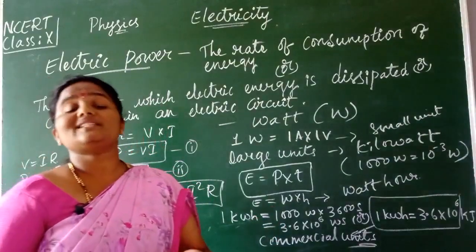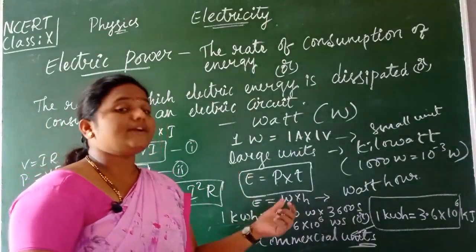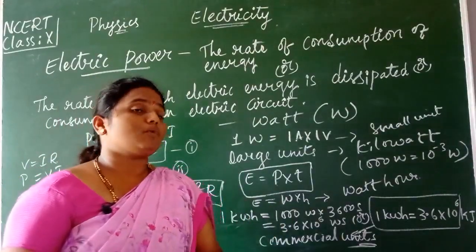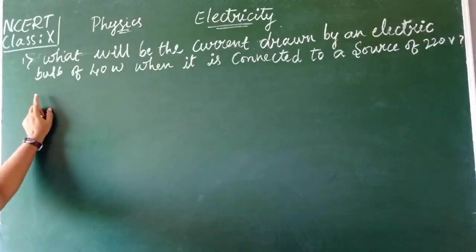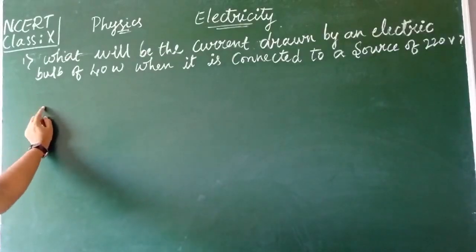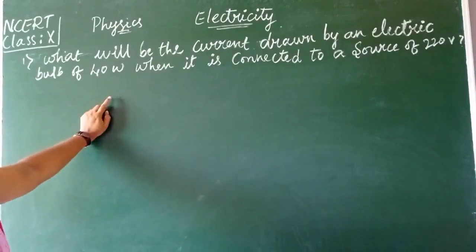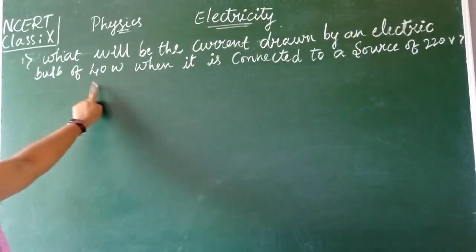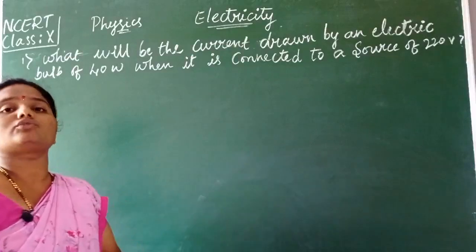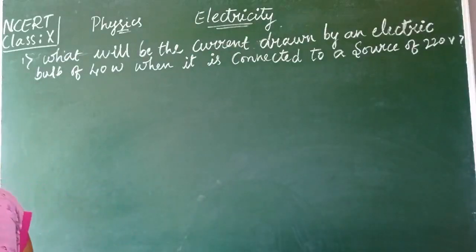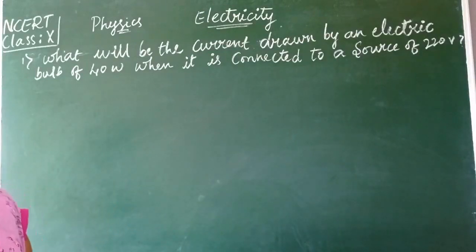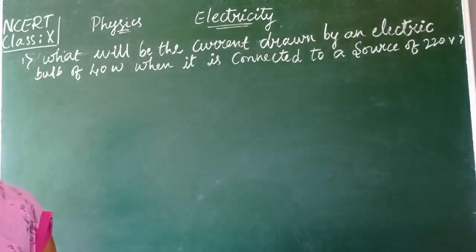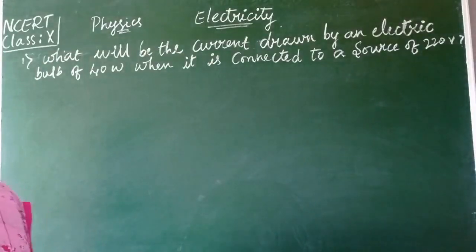Okay, now we will try to solve a few numerical problems based upon electric power. Let us solve the first question based upon electric power. What will be the current drawn by an electric bulb of 40 watts when it is connected to a source of 220 volts? Means the voltage value they have given here and the power value of 40 watts they have given. They asked us to calculate what is the current value here.